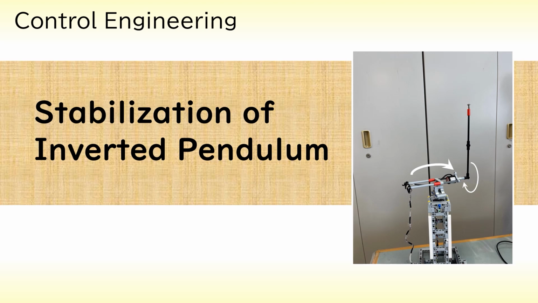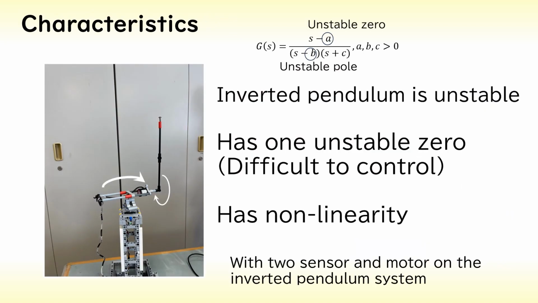This is a video about stabilization of inverted pendulum. This slide shows its characteristics. Inverted pendulum has an unstable zero and unstable pole in the front and has non-linearity. It includes two sensors and a motor on the inverted pendulum system.